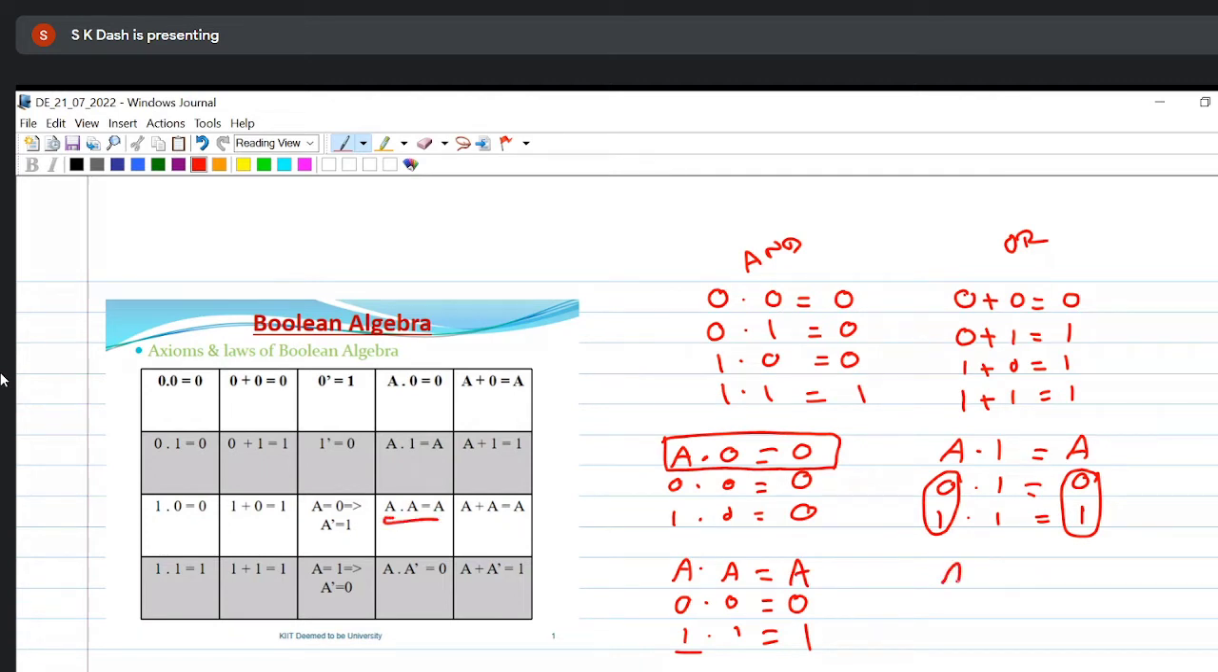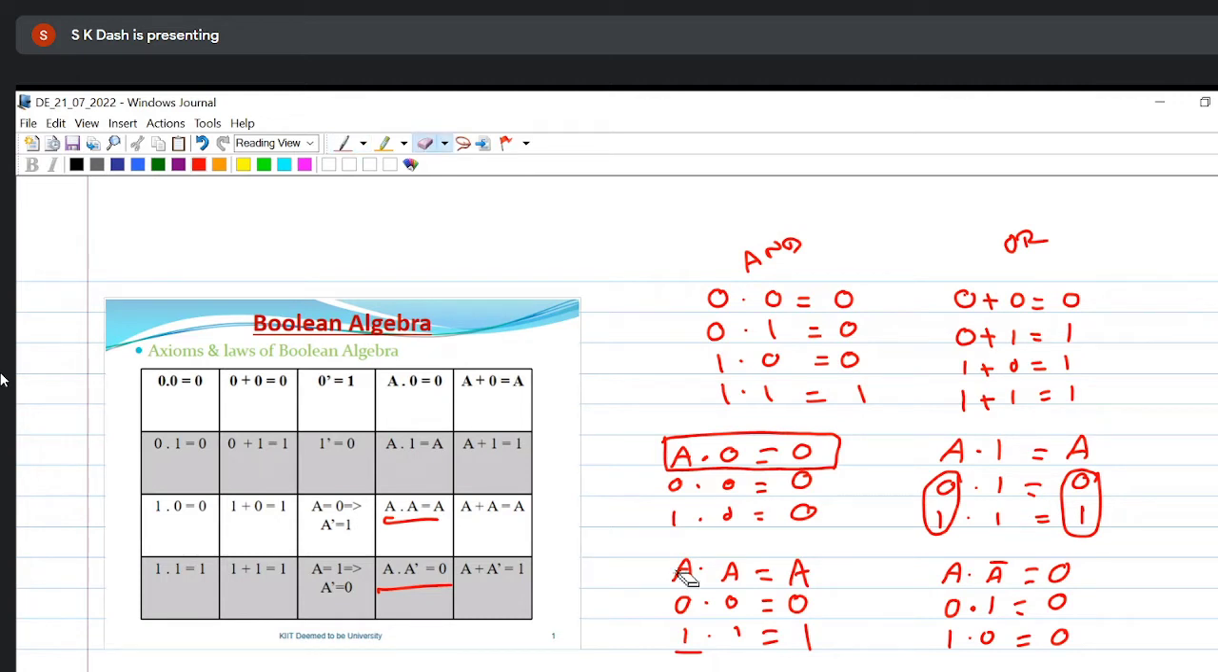Next, a dot a bar. If a is 0, what will be its complement? The complement will be 1. If a is 1, what will be its complement? It will be 0. So how much will 0 dot 1 be? Zero. 1 dot 0 is 0. So irrespective of the value of a, the output is 0. So a dot a bar is 0.